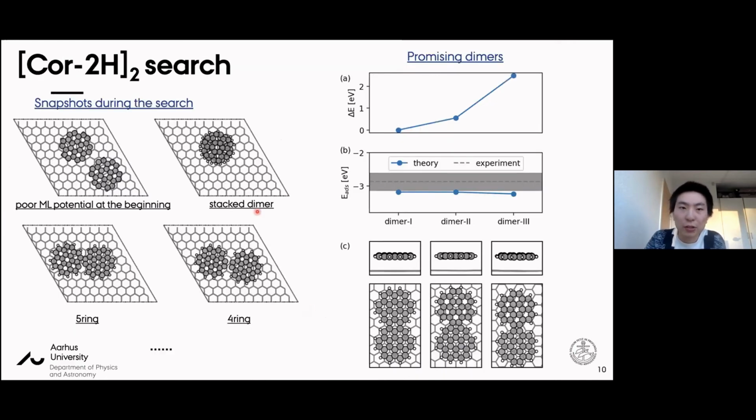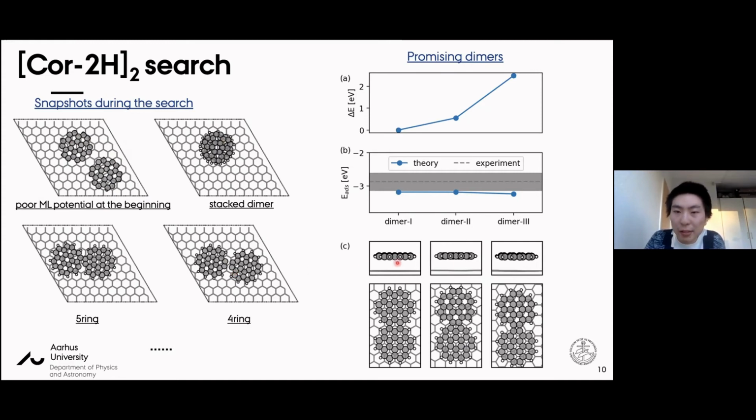So I just show some structure searches for the coronene system with two missing hydrogens. And as you can see, there are some snapshots during the search. At the beginning of the search, the potential is not good enough, so you can see that the hydrogen is actually pointing down. This would not happen in a DFT potential, but during the early stage of the search, the potential is not good enough. And you can also form some stacked dimers and 5-member rings or other 4-member rings.